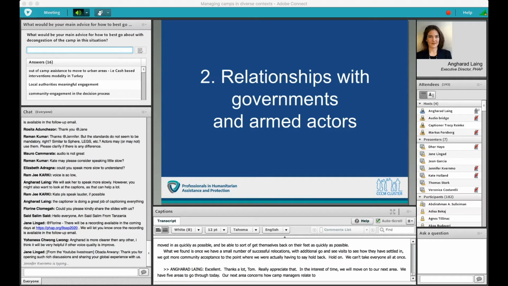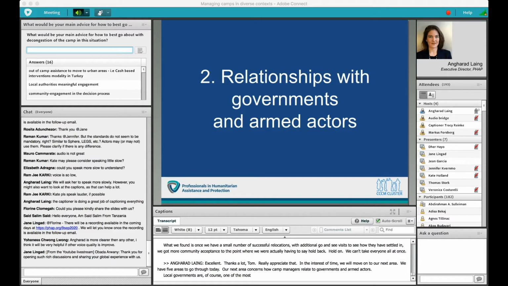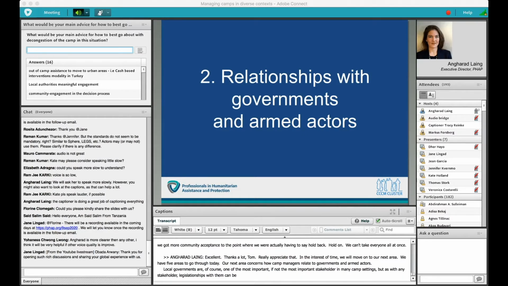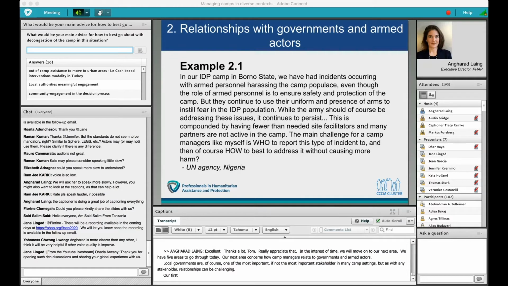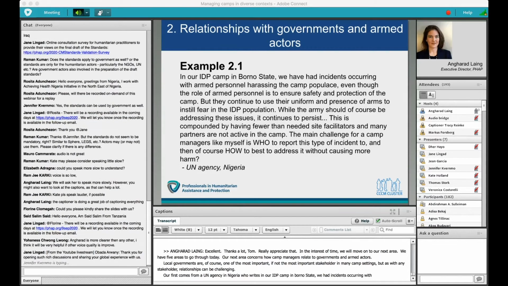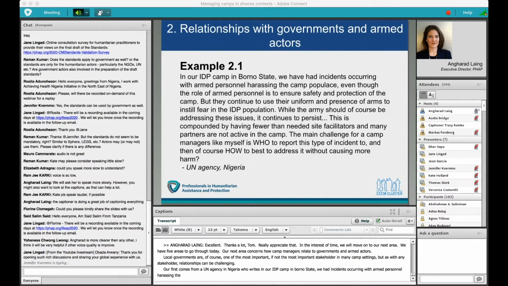Local governments are, of course, one of the most important, if not the most important, stakeholder in many camp settings. But as with any stakeholder, relationships with them can be challenging. Our first example in this area comes from a registrant working for a UN agency in Nigeria, who writes, "In our IDP camp in Borno State, we have had incidents occurring with armed personnel harassing the camp populace, even though the role of armed personnel is to ensure safety and protection of the camp.